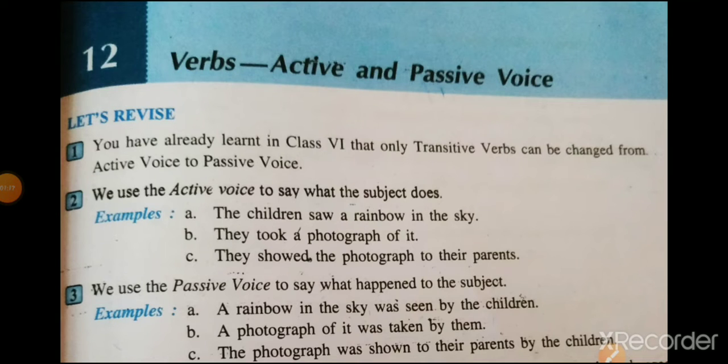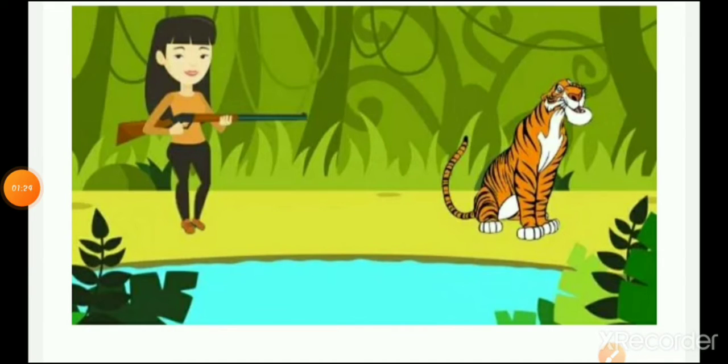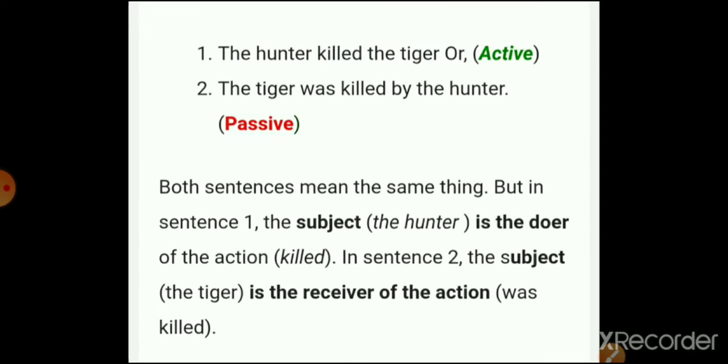Now, moving forward, we are going to discuss what active and passive voices are. Children, let's understand active and passive voice with the help of an example. Here in this picture you can see that a tiger is being killed by a hunter. We can describe this picture in two different ways. Let's see what those are.